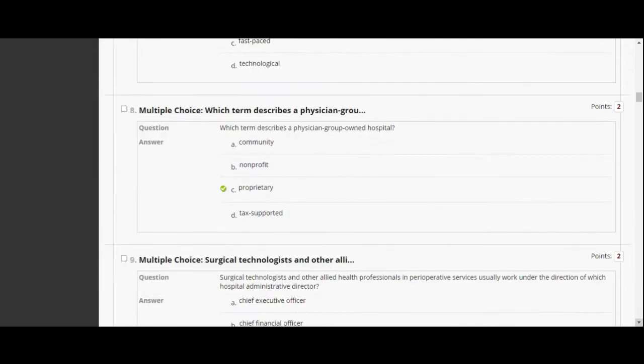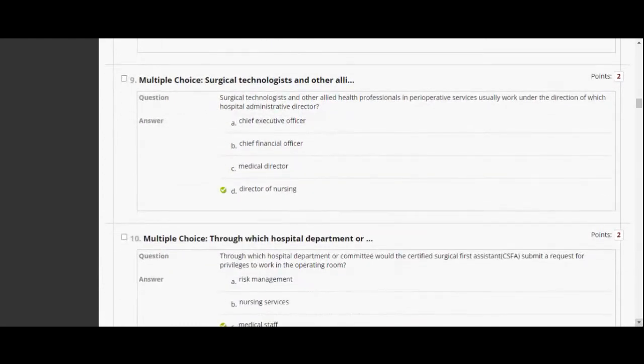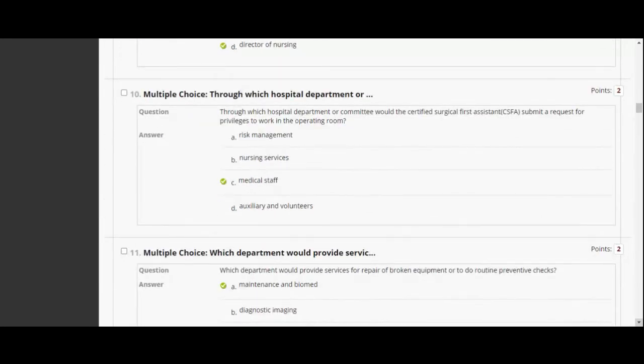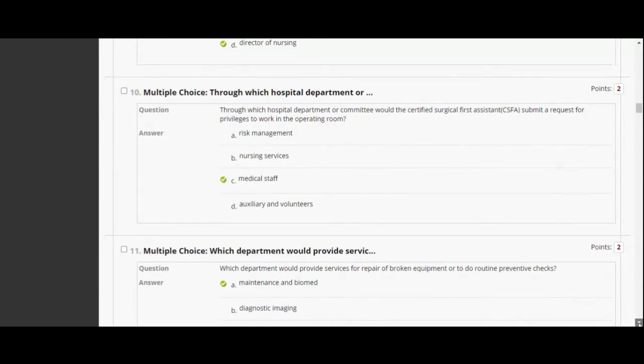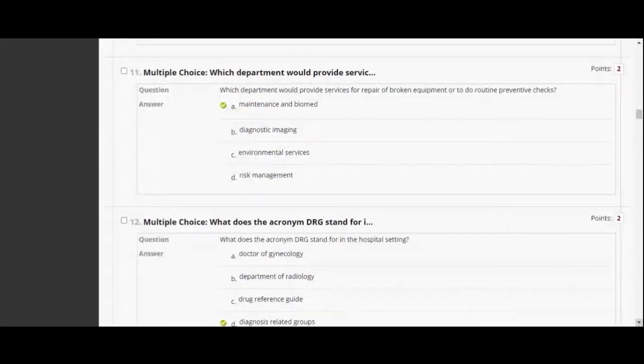Which term describes a physician group-owned hospital? And that's proprietary. Surgical technologists and other allied health professionals in perioperative services usually work under the direction of which hospital administrative director? And that's the director of nursing. Through which hospital department or committee would the certified surgical first assistant submit a request for privileges to work in the operating room? That's your medical staff office. Which department would provide services for repair of broken equipment or to do routine preventative checks? Maintenance and biomed.